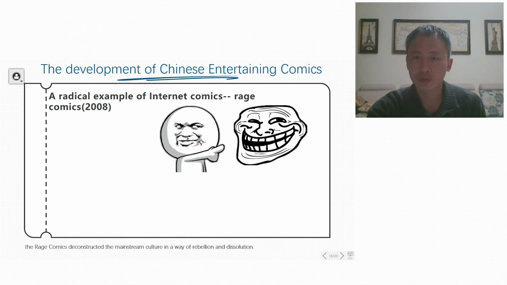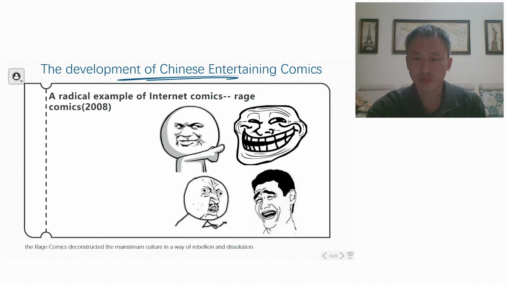This one, the Ridge comics, very popular in China. So it is also an important symbol of the youth subculture on the Internet, deconstructing mainstream values and ideologies such as aesthetic standards, orthodox discourse, grand narratives, and authoritative classics in the coarse subcultural style of parody, joking, and self-deprecating. It deconstructed the mainstream culture in a way of rebellion and dissolution.